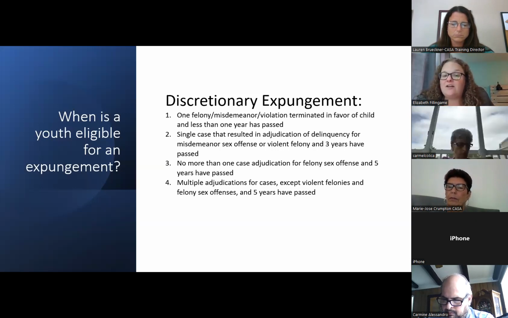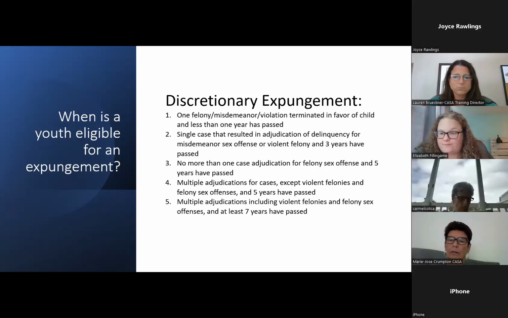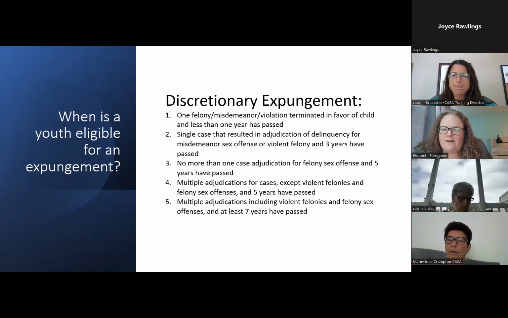So if their adjudications do not include violent felonies or felony sex offenses, then they have to wait 5 years. If their adjudications include violent felonies or felony sex offenses, then they have to wait 7 years. And 7 years is the maximum that they would have to wait to qualify. That was a ton of information. Does anybody have questions about that?